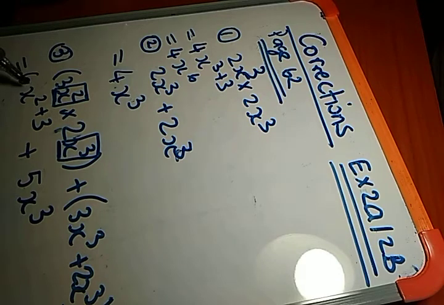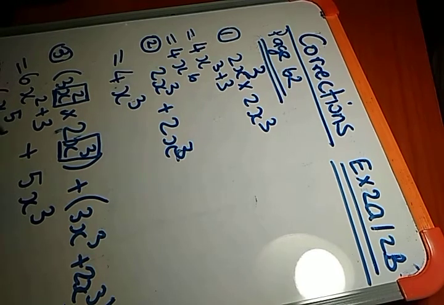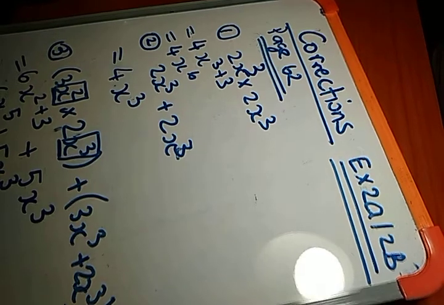Right. So what is that? We're going to have 6x to the power 5 plus 5x to the power 3. Is there anything else we can do there? There's nothing we can do there. That's to the power 5, that's to the power 3. These are not like terms, so that's all we can do with this sum.